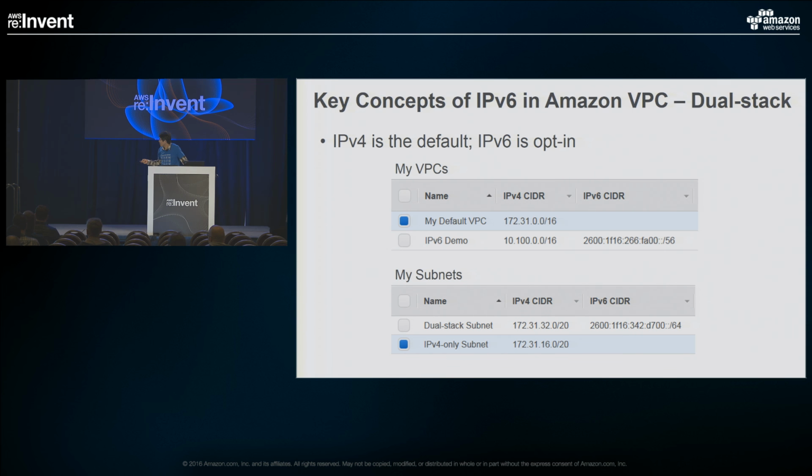The VPC CIDR block comes from Amazon's IP address range. So it's always a /56. When you request the CIDR block, we just assign one for you. And the subnet CIDR block is from the VPC's block, and it's always a /64, and you can pick one from those available from that VPC. So there are in total 256 you can pick from.